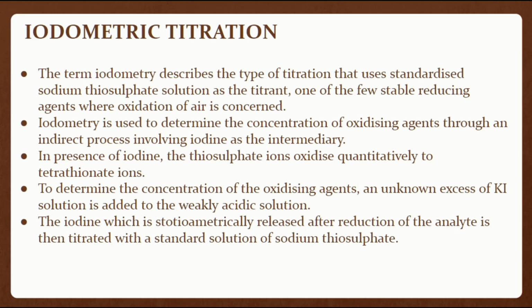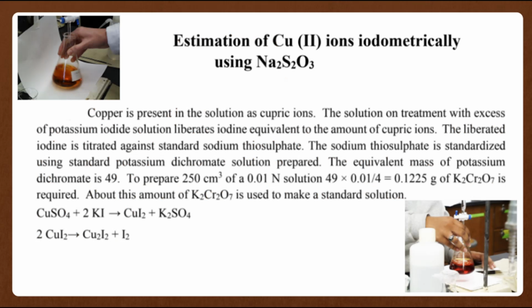To determine the concentration of the oxidizing agents, an unknown excess of KI solution is added to the weakly acidic solution. The iodine, which is stoichiometrically released after reduction of the analyte, is then titrated with a standard solution of sodium thiosulfate. An example of an iodometric titration is as follows.